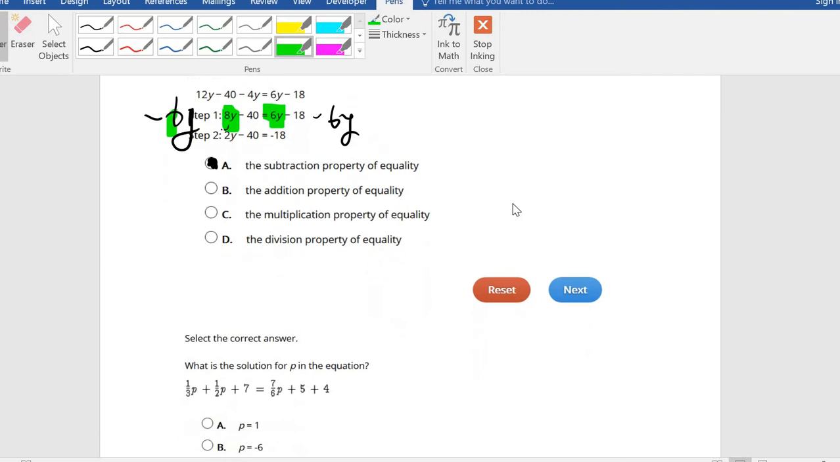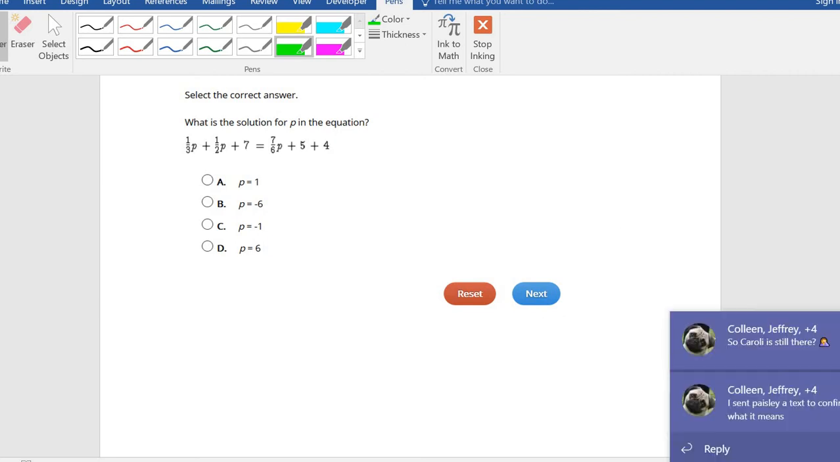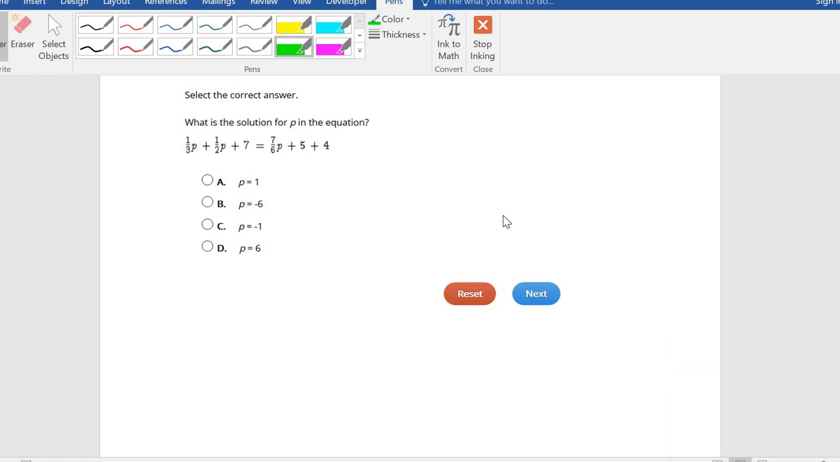All right, let's move to the last problem. What's the solution for P in the equation? This is why I really like to use the calculator, Desmos/Scientific. I just find it really helpful. So what we're going to do first is simplify these terms. Notice how I want to do the fractions first.